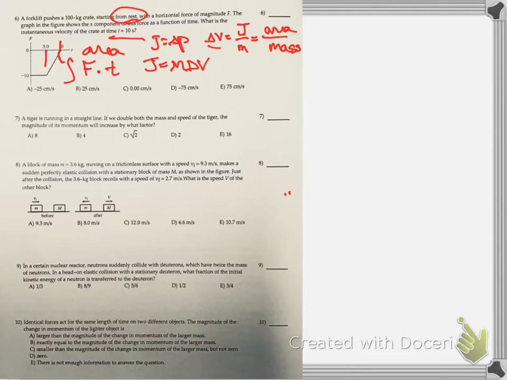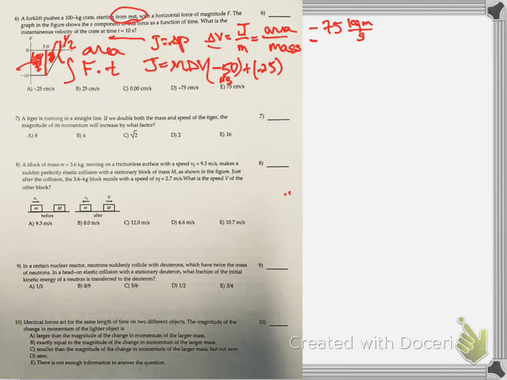If I break this into two parts, this first area is just the area of a rectangle. It's 5 times 10, so it's negative 50. Newton seconds is the unit, if you wanted to know. And this other area here is 1/2 base times height, which is negative 25. So your total area is negative 75 Newton seconds or kilogram meters per second.